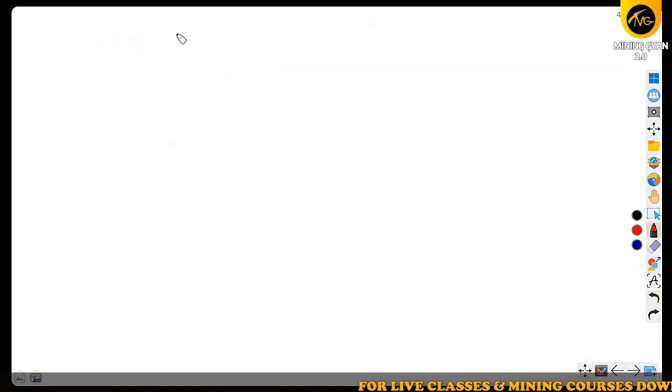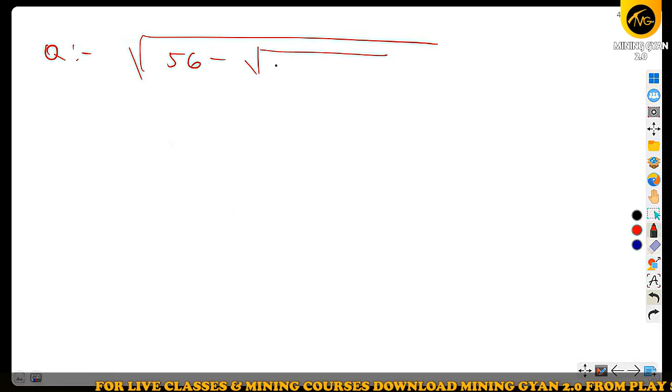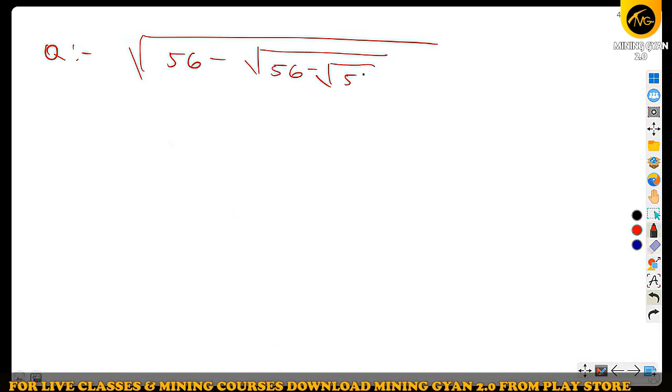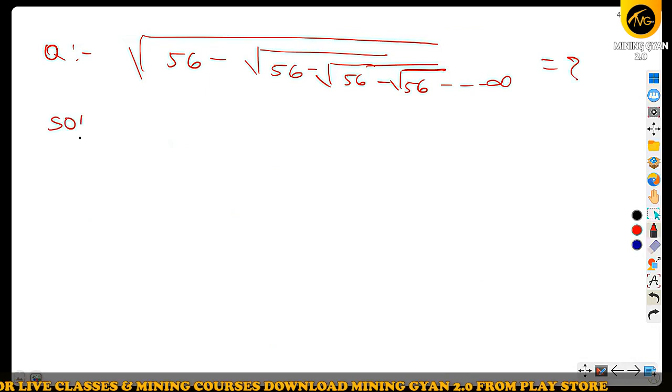Now suppose the question is root over 56, and the sign is minus: 56 minus root over 56 minus root over 56 minus root over 56, and it goes to infinity. So what will be the answer of this question?